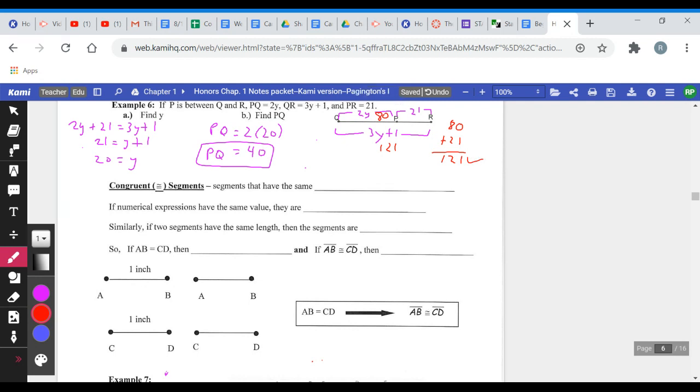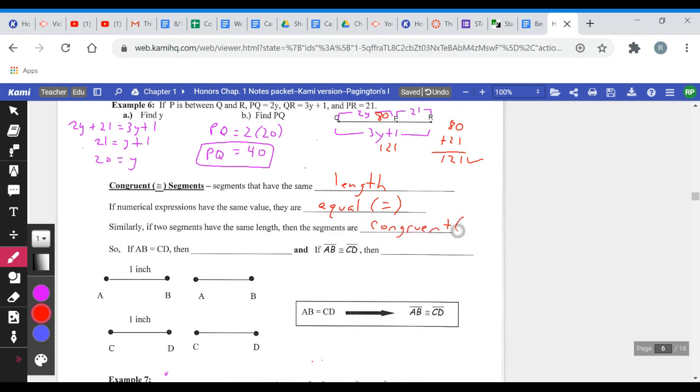Right now, it's mentioning congruent segments. You may not be familiar with the word congruent. It's an equal sign with a little squiggly on top. But what it means, it's segments that have the same length. Okay, if numerical expressions have the same value, they are equal to each other. So if we're talking about numbers, then we're going to use an equal sign, just like you're used to from past math classes. But it says similarly, if two segments have the same length, the segments are congruent.